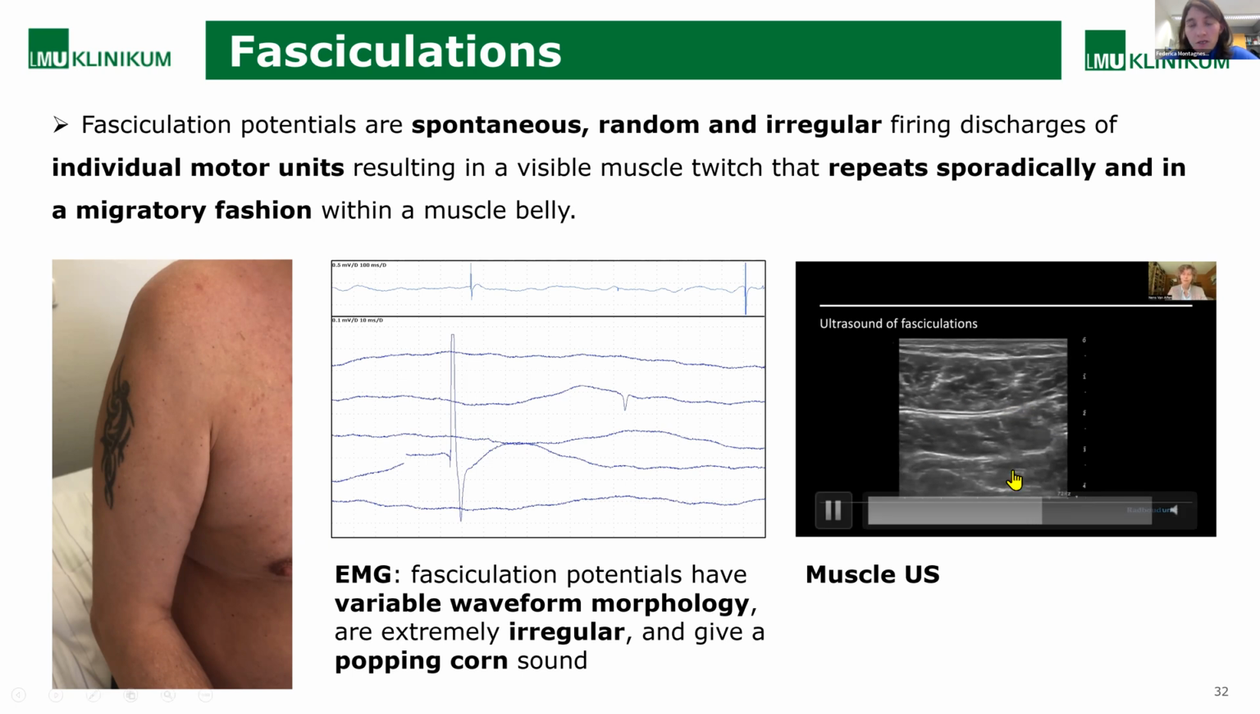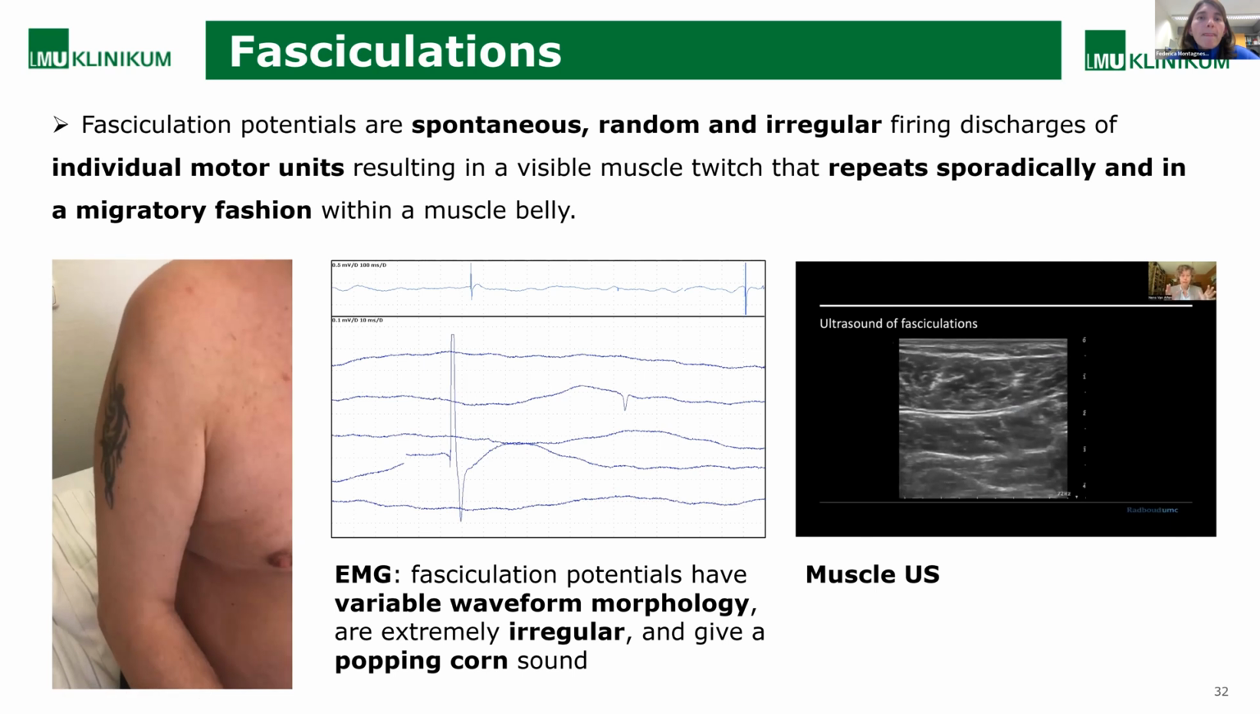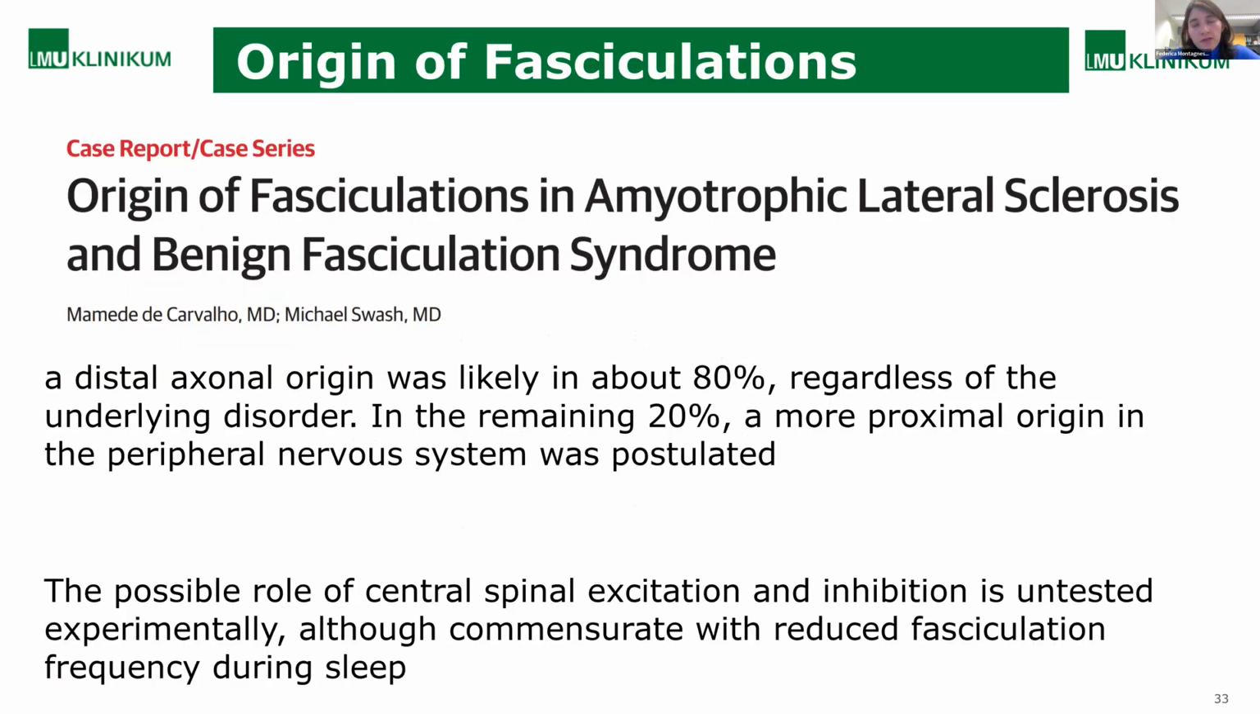And you see here these twitches. As in cramps, the origin of fasciculation is still debated. As regards ALS, probably in the earlier stages of the disease, we have a central origin, meaning in the cell body of the lower motor neuron. As the denervation progresses, we have a more distal origin within the motor nerve axon and the more distal terminals, with nodal hyperexcitability.